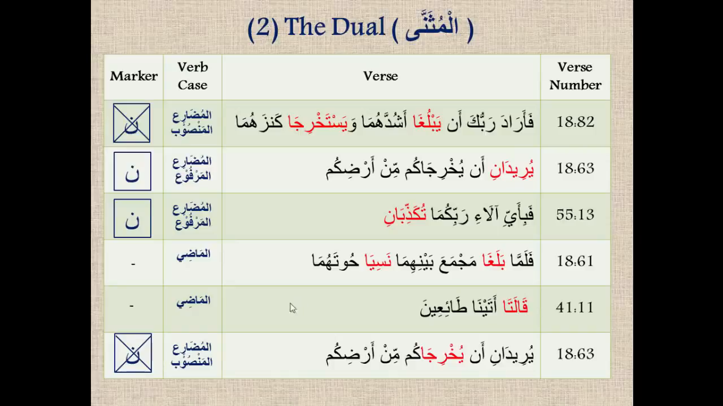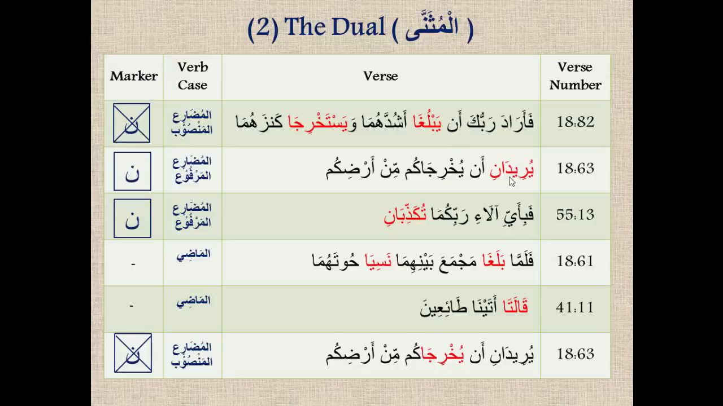Example number 1. فَأَرَادَ رَبُّكَ أَن يَبْلُغَ أَشُدَّهُمَا وَيَسْتَخْرِجَ كَنزَهُمَا. We have 2 instances of the dual in the mansub, al-fi'l al-mudari' al-mansub. The reason is we have the an, so we have يَبْلُغَ. In the marfu' this will be يَبْلُغَانِ, and then we have يَسْتَخْرِجَ. In the marfu' this will be yastakhrijani. And by the way, this is a form 10 verb. So in both cases we have to drop the noon. We have hadhf an-noon because of the nasib an.